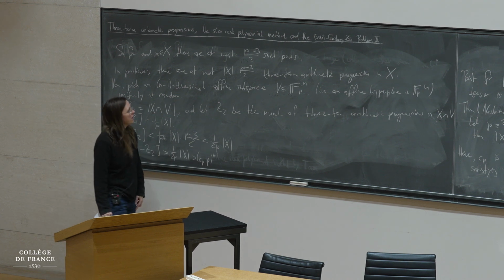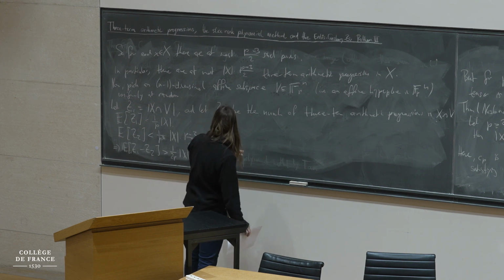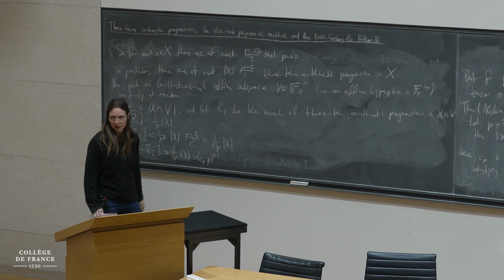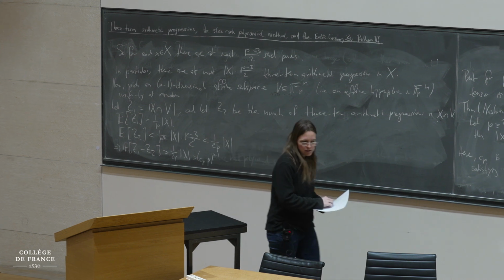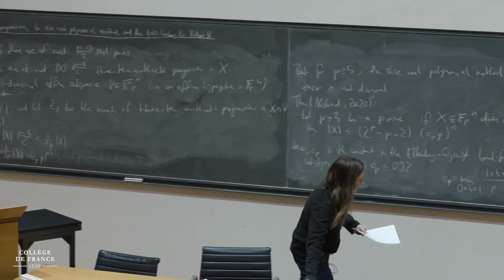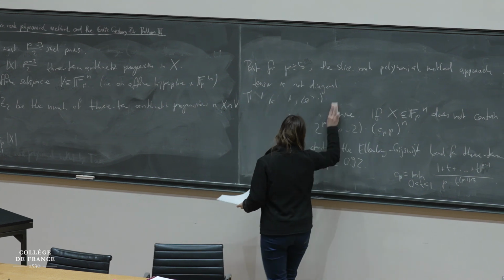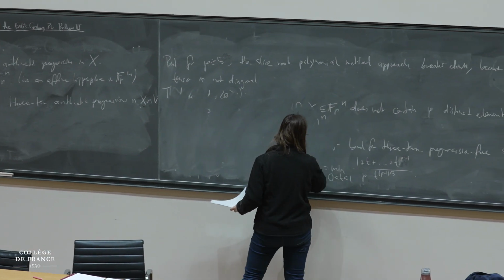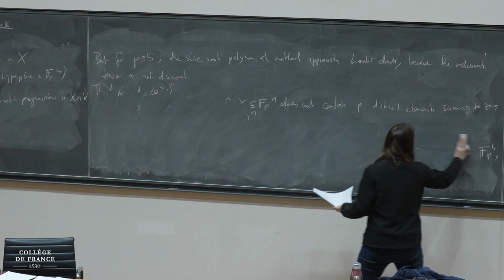So that means we can pick a particular outcome of this subspace V so that the difference between the size of X intersect V and the number of three-term progressions in X intersect V is bigger than this.